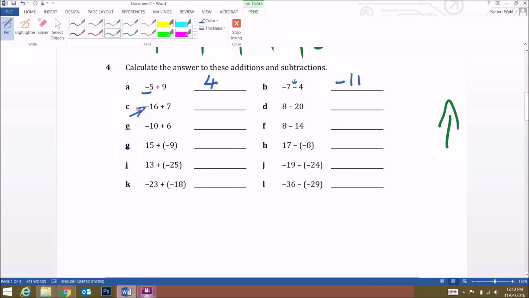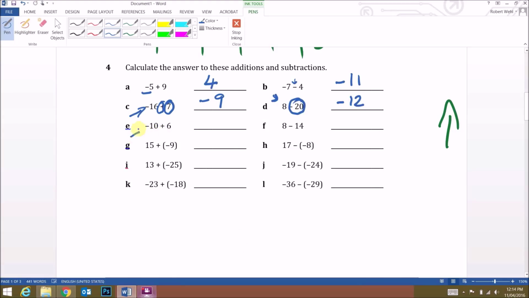Here, I owe someone $16, and I bring $7 to school and pay them back that $7. I now only owe them $9. I have $8, but I spend $20. That means I'm short $12.